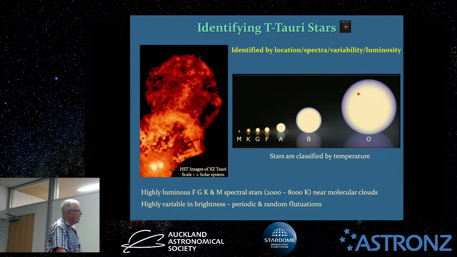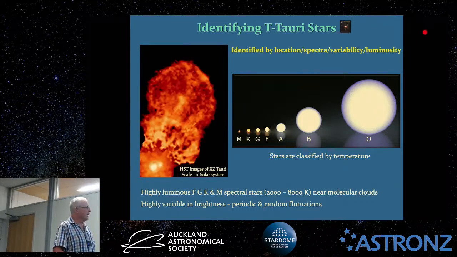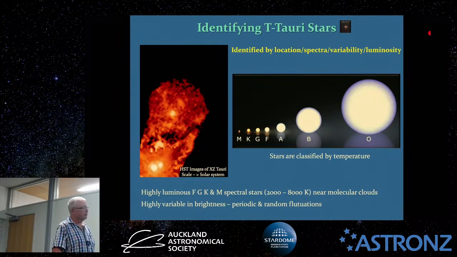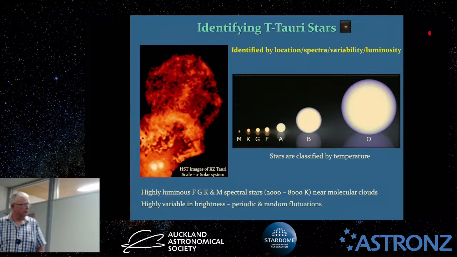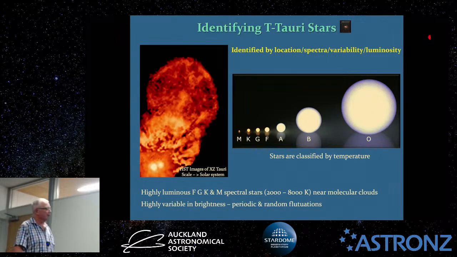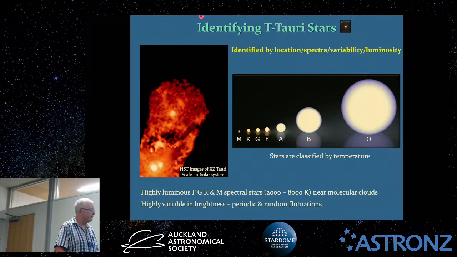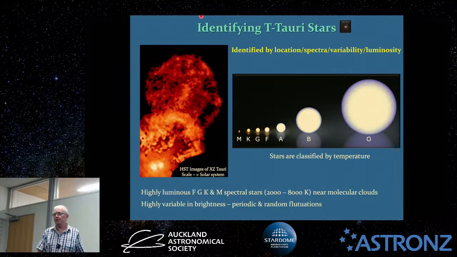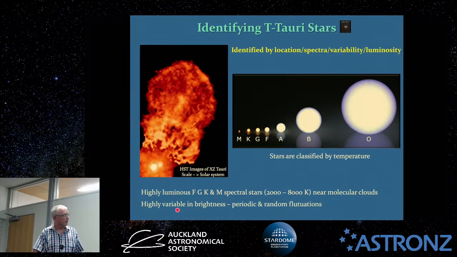So they have to be highly luminous, spectral classes F, G, K, and M, which means the surface temperature is somewhere between 2,000 and 8,000 degrees. And they have to be near some molecular clouds. And typically they have to be highly variable in brightness, in luminosity. As my little GIF image illustrates, that's typical of T Tauri stars, and that is actually one of their criteria.